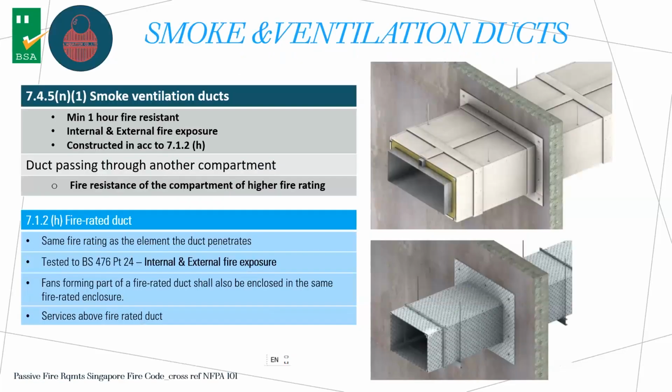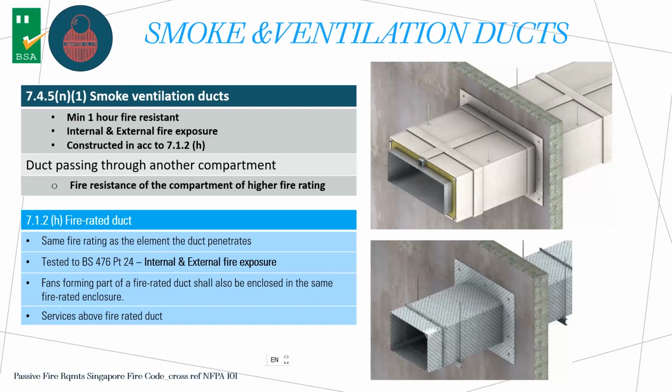There are many ways to make the fire resistant duct. What are the requirements for smoke ventilation duct? Minimum 1 hour. And the fire code in Singapore also explicitly tells you it must prove it can take internal and external fire. And if it passes through a wall of 2 hours, the fire suppression must be 2 hours.